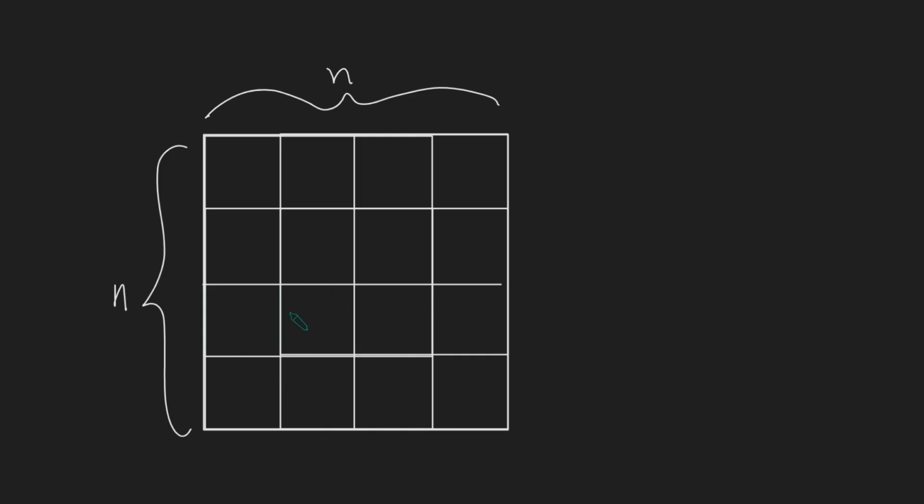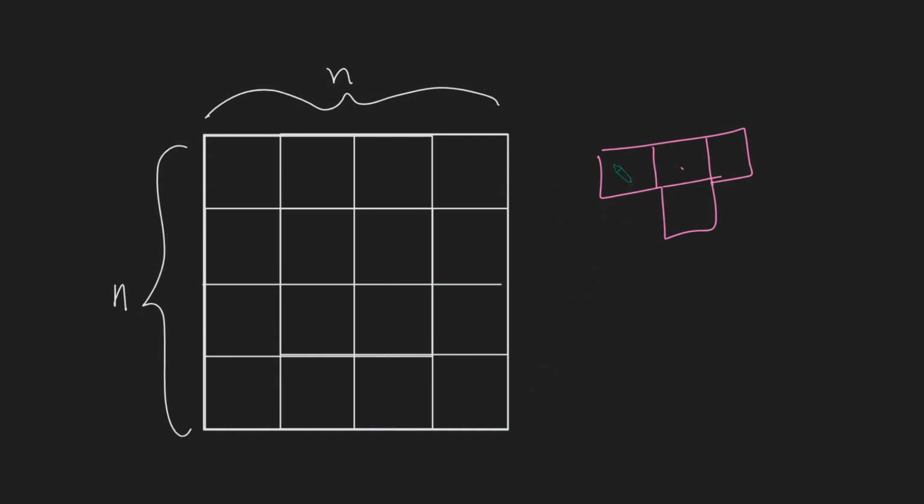Okay, so first things first, we do need n to be an even number. Why is that? Well, if n was odd, then we'd have n squared squares in this grid, and n squared would be an odd number. But the issue is each tetromino occupies 4 squares, an even number, and it doesn't matter how many tetrominos we have, they're only ever going to occupy an even number of squares. So we wouldn't be able to cover the grid entirely. There'd always be at least one missing.